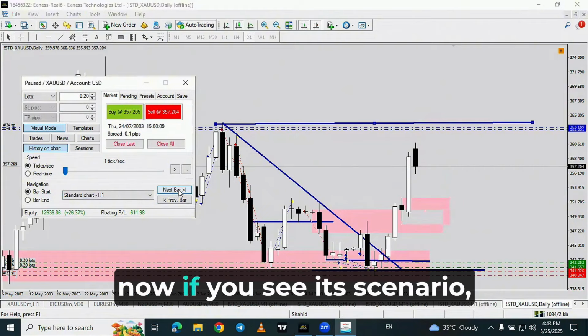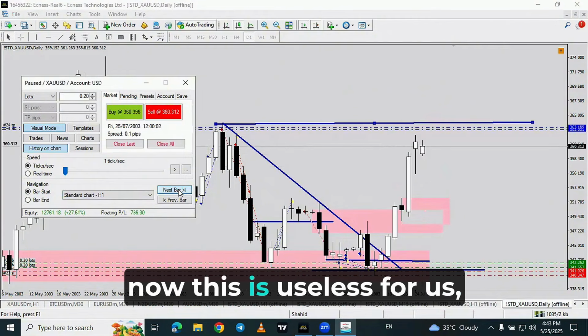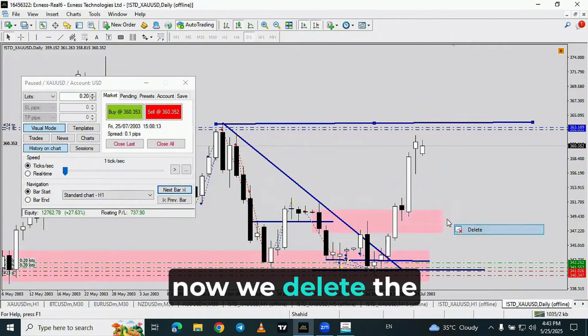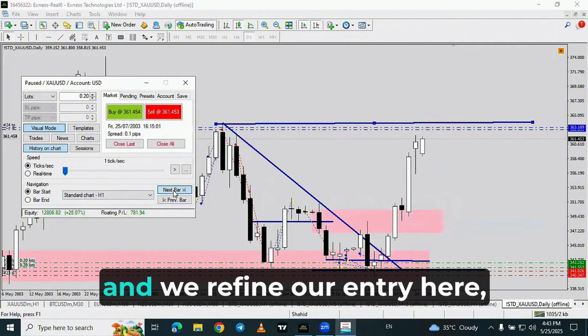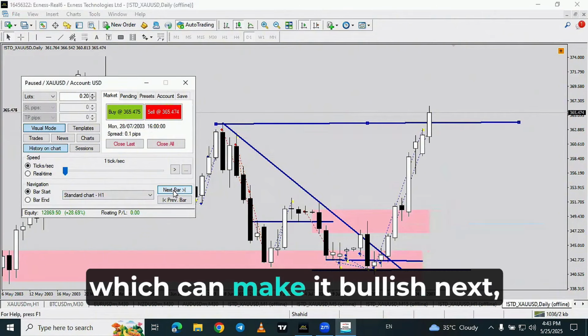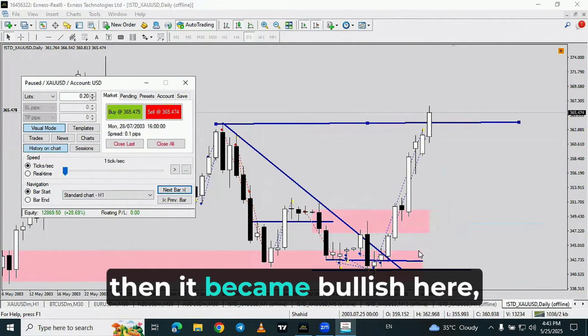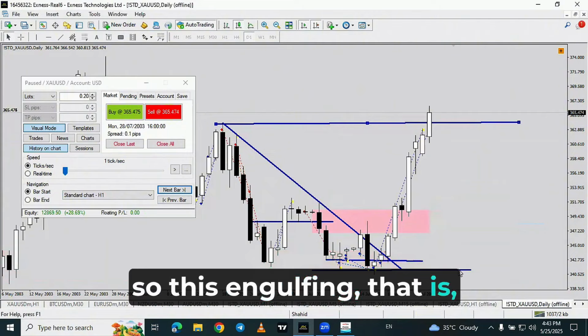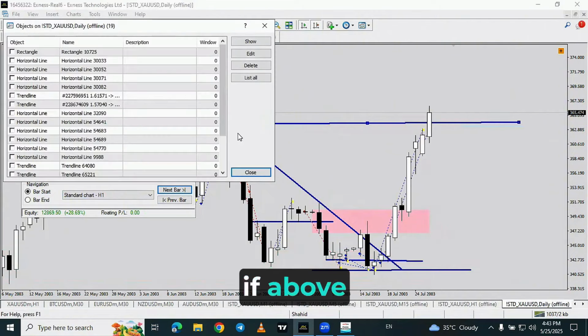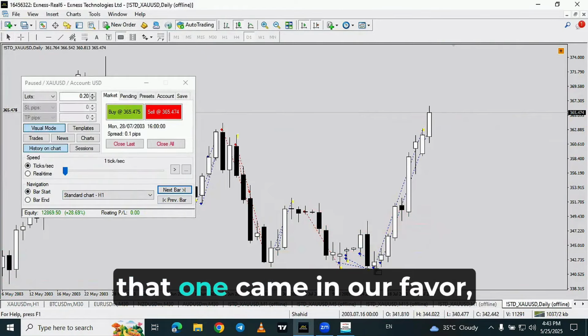Now, okay, now if you see its scenario, this zone has also played. Now this is useless for us, all these. Now we delete the line once here, everything, and we refine our entry here, that here is this zone which can make it bullish next. Okay, if you see here, it was bearish, then it became bullish here. So this engulfing, that is the flip, we can play it if above.